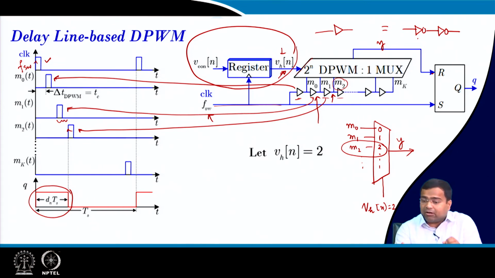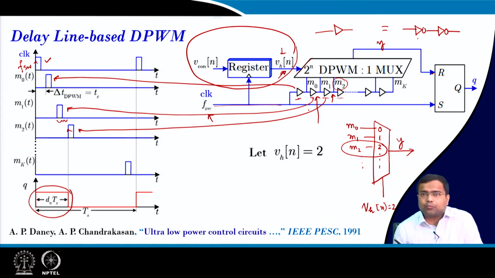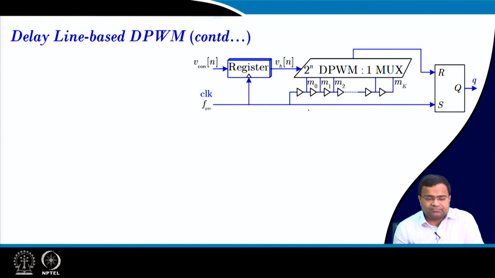So, you cannot assume all buffer circuits will have identical delay, because there can be some delta variation, and that variation can cause a linearity issue in this case. So, here the resolution will not be linear because all delays may not be identical, there can be some variation. That is one of the problems in this architecture, and this architecture was proposed in 1991 from MIT.